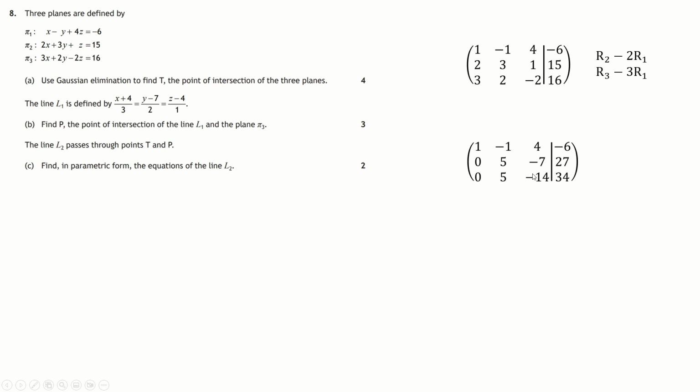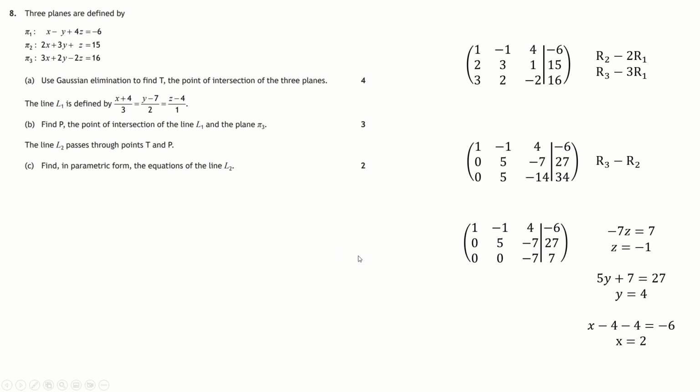So if you do that, you get this. Hopefully you can see quite nicely that the last row, if you take away a copy of the second row, it will be 0, 0, 7. So minus 7 and then 7. So that gives you this. And then from there you can do backwards substitution to find x, y, and z. So just solve for those. And that means t is (2, 4, minus 1). That's what we were solving for.